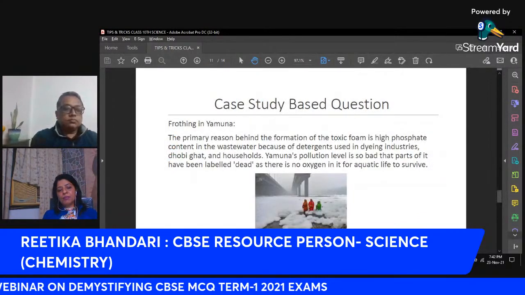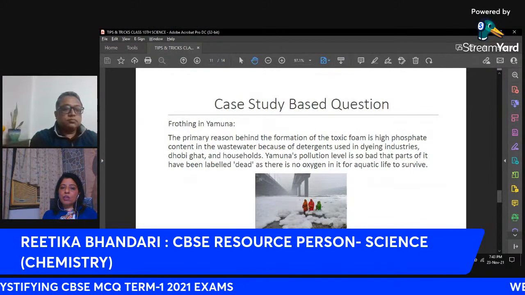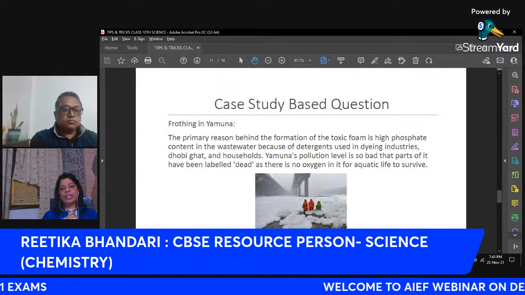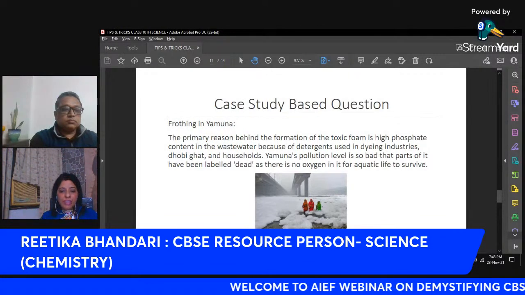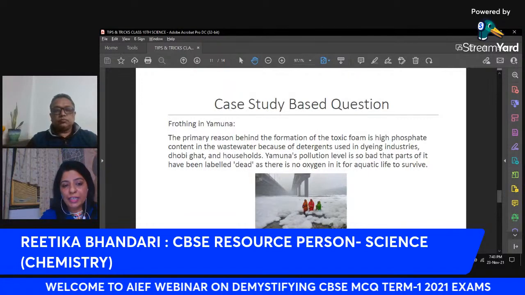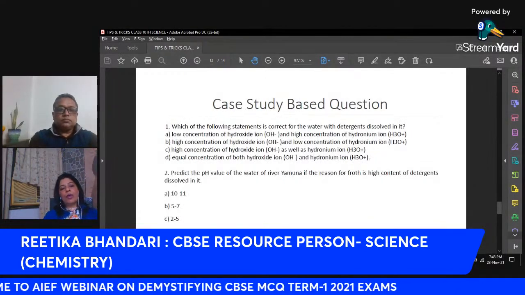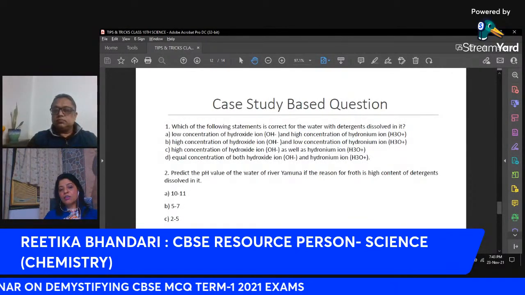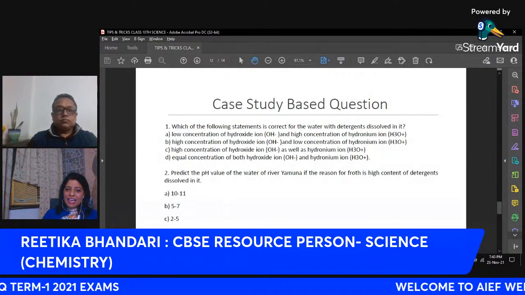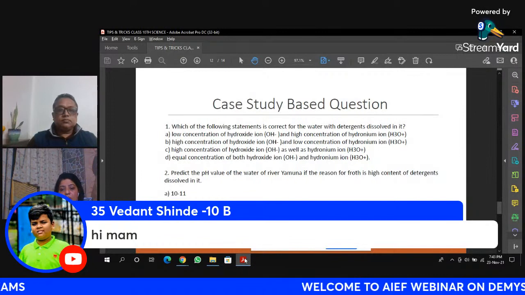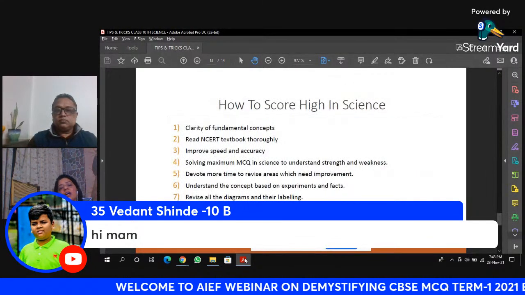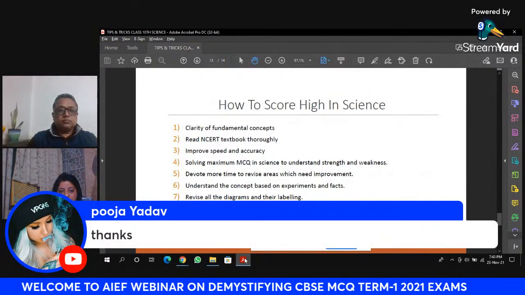Then case-based. Now, this I have taken from the CBSE question bank only. They can give you pictures, scenarios, a lot of data, maybe graphical data, maybe pie charts, something to interpret, and then they can give you questions based on that. Like this is the one in chemistry. We need to understand how to attempt these questions and have clarity in our concepts.